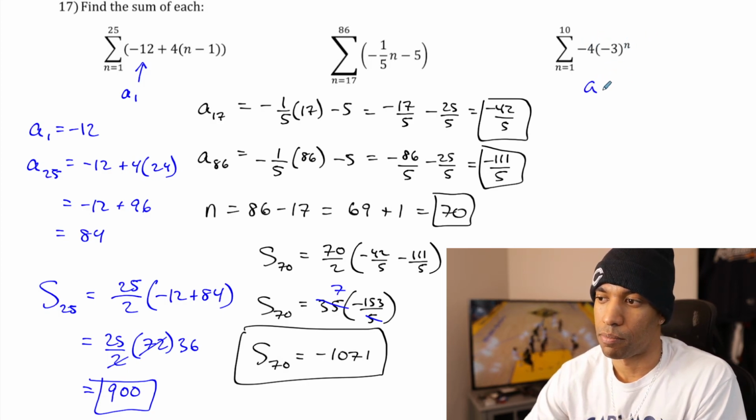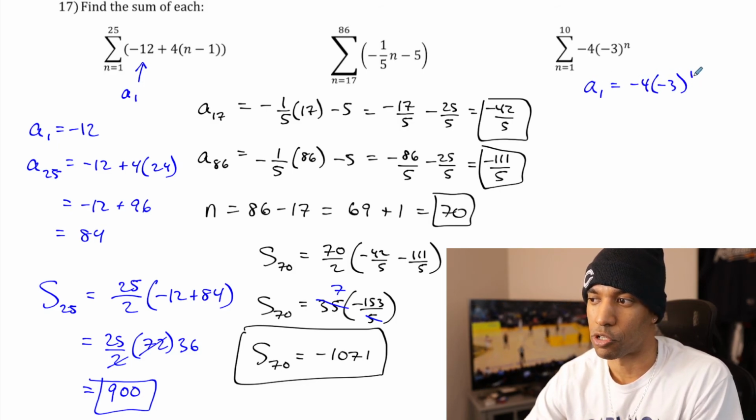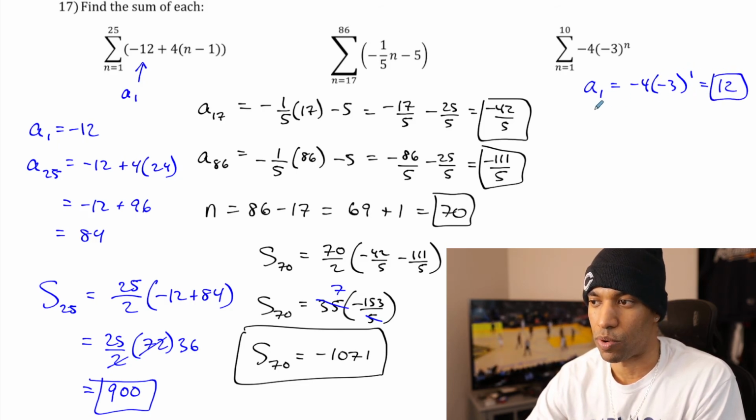To find the value of the first term, you have to substitute that 1 for n. Negative 4 times negative 3 to the first power. Negative 3, that's positive 12. So your first term is positive 12.